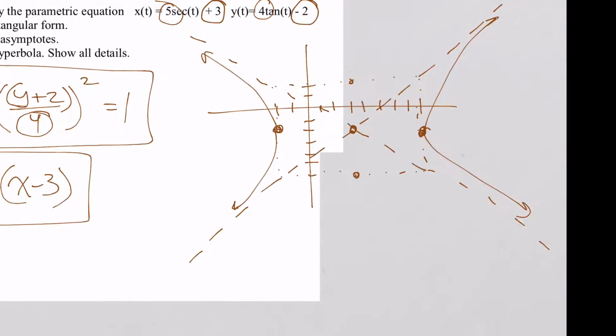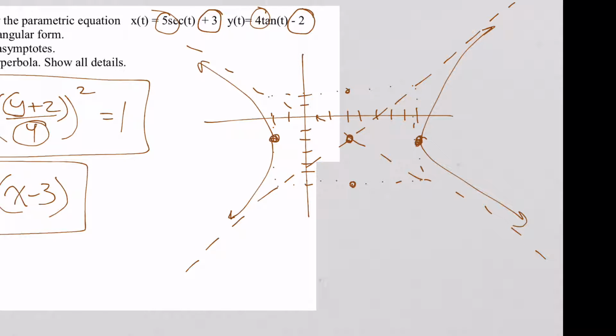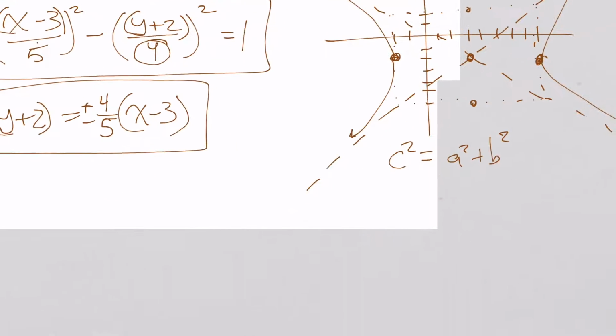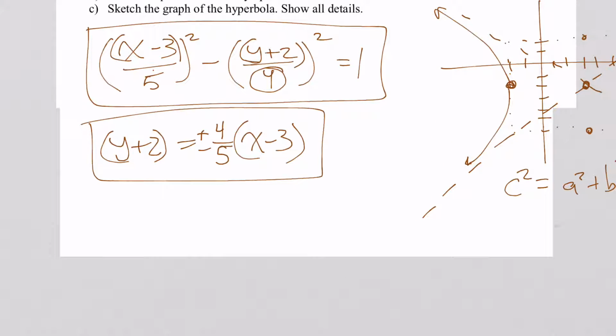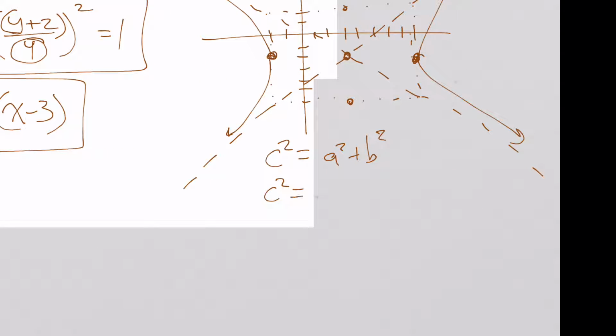We should show where our foci are, so we need to use our Pythagorean relationship, knowing that C is the largest piece, gets us C squared equals A squared plus B squared. What are A and B? Well, A and B are 5 and 4, so we know C squared equals 5 squared plus 4 squared. C squared equals 25 plus 16. C squared equals 41. So C is the square root of 41.